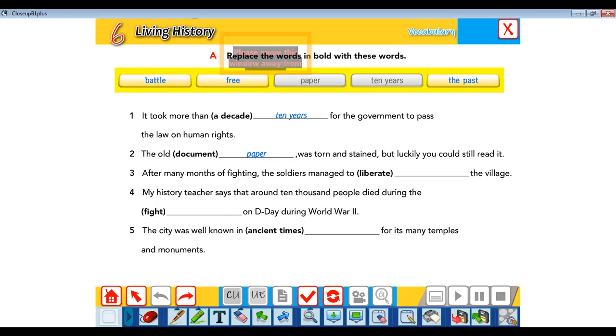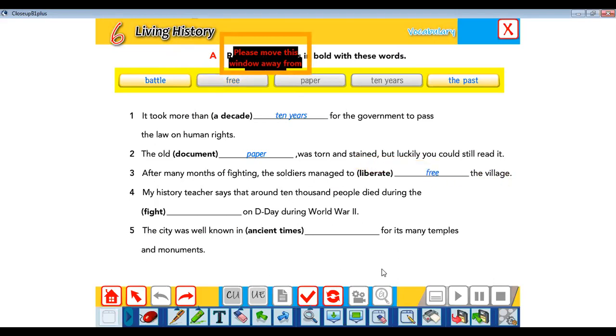Muhammad Hussein, yes. Okay. Number three, the word liberate. It means after. Yes, Muhammad Hussein. Free. Very good. Free. Thank you, Muhammad.